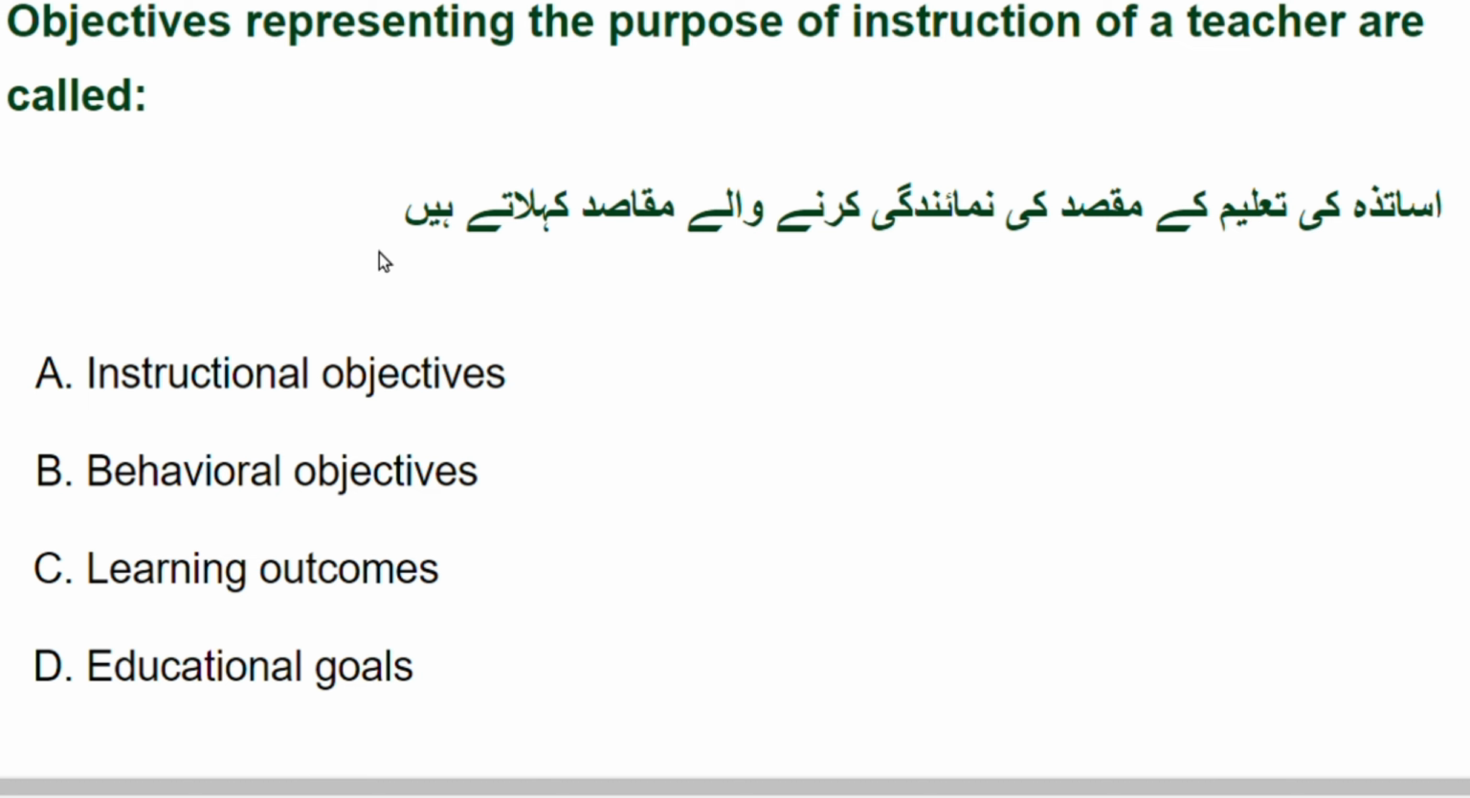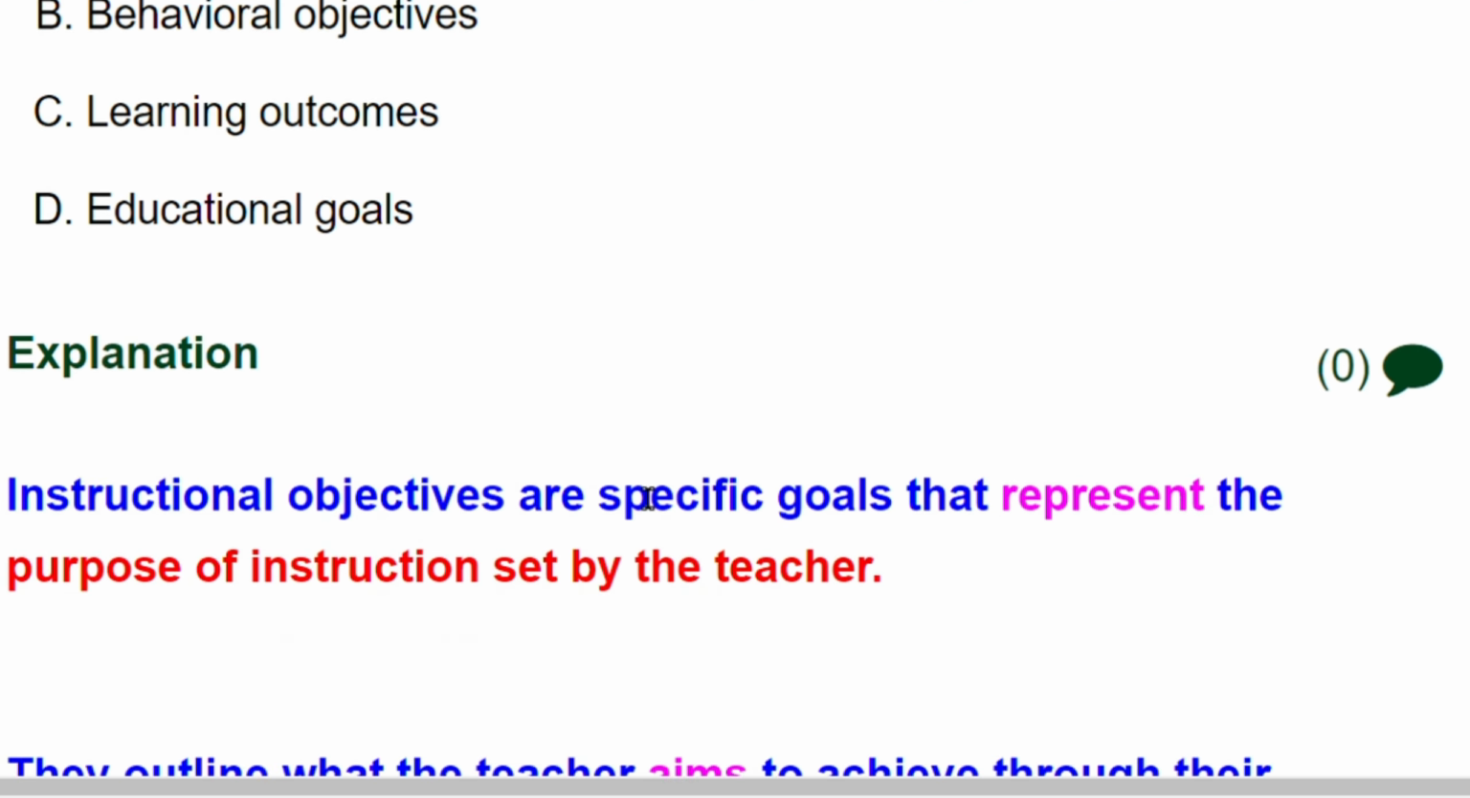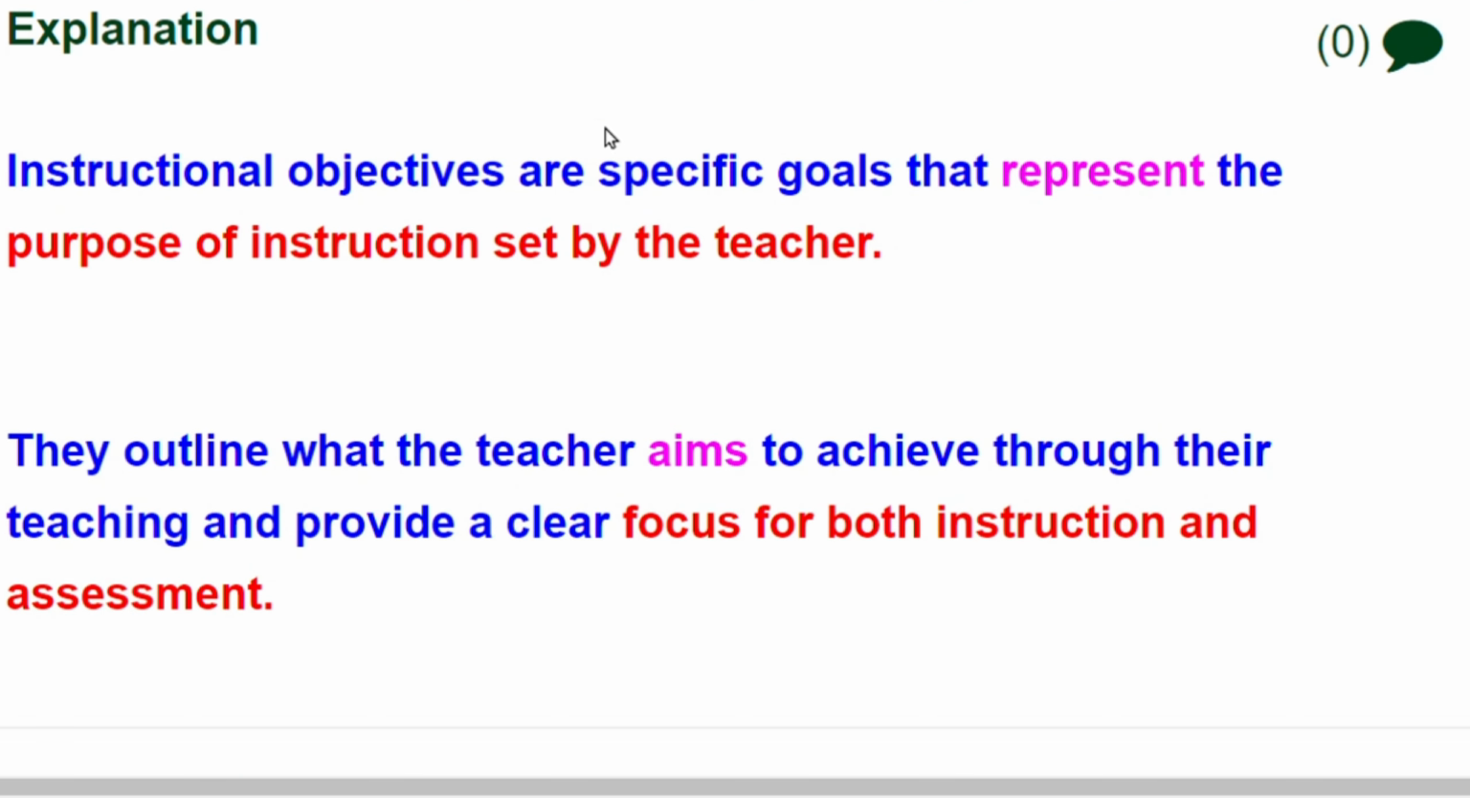Objectives representing the purpose of instructions of our teacher are called instructional objectives. Instructional objectives are specific goals that represent the purpose of instruction set by the teacher. They outline what the teacher aims to achieve through their teaching and provide a clear focus for both instructions and assessment.